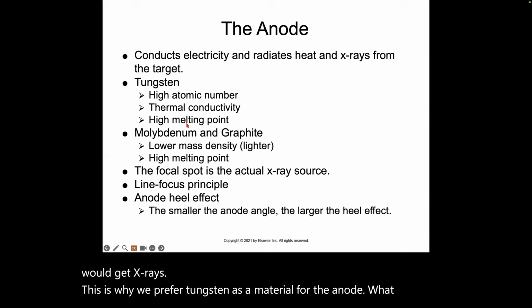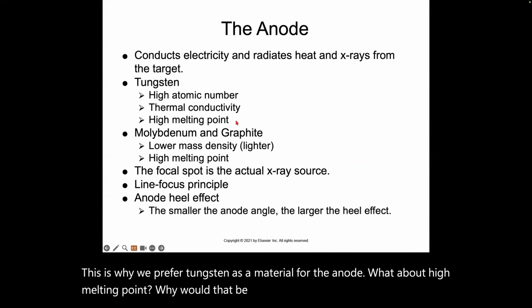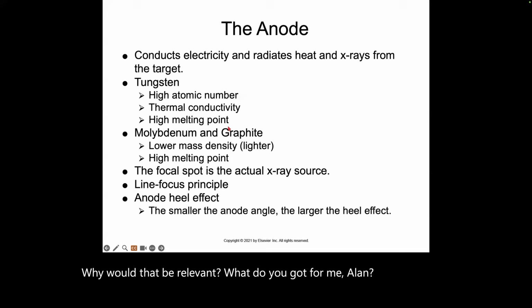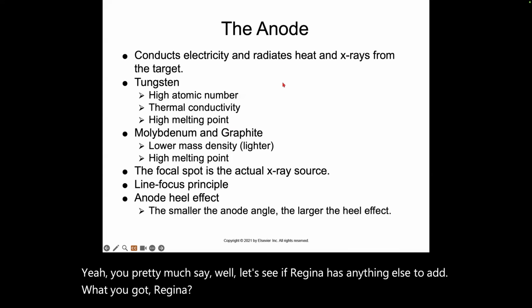What about high melting point? Why would that be relevant? What do you got for me, Alan? The high melting point for the tungsten is, I'm gonna guess, just how high the tungsten can heat up until it melts. I'm just guessing. Yeah, you pretty much said it, but let's see if Regina has anything else to add. What do you got, Regina? It increases essentially the possibility for thermionic emission. Yeah, for sure for the cathode.